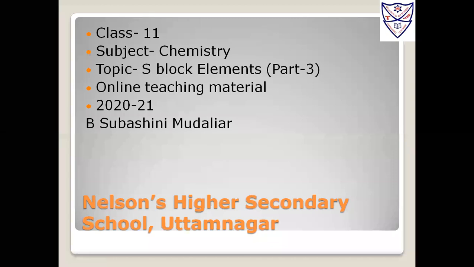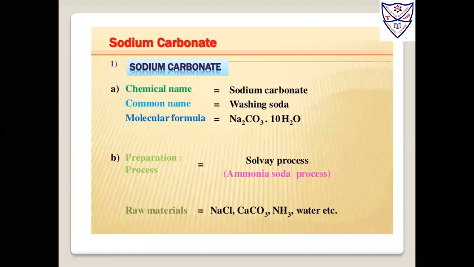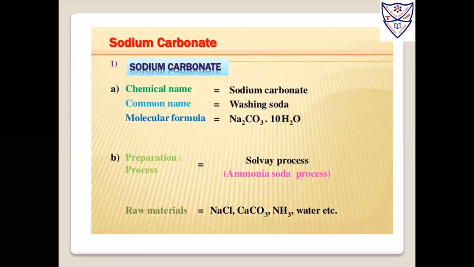I'm Subhashini Udalia. Today we are going to study some examples of Group 1 alkali metals, and their properties and uses. First of all, in Group 1, it's sodium carbonate. The chemical name of sodium carbonate is sodium carbonate. Common name is washing soda, and its molecular formula is Na2CO3·10H2O.